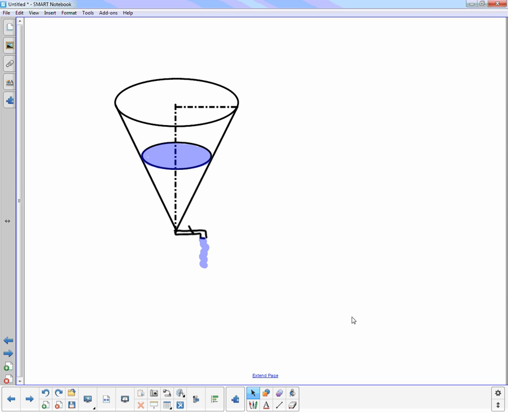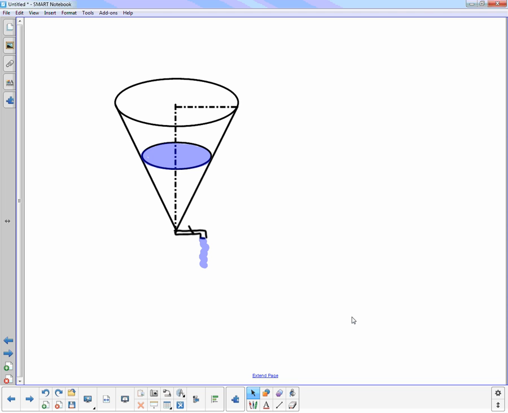Okay, so we have a conical tank filled with water. It's partially filled. Let's read this off. As I read this word problem, try to decipher what the variables are that I'm talking about. Whenever I come across a piece of information, you should write it down.